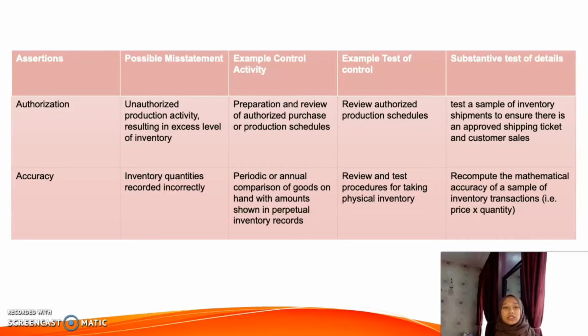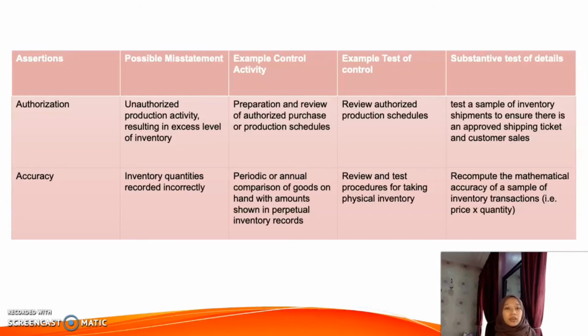The third session is authorization. The possible misstatement is unauthorized production activity resulting in excess level of inventory. Example of control activity is preparation and review of authorized purchase or production schedules. And the example test of control is review authorized production schedules. And the substantive test of details is test a sample of inventory shipment to ensure there is an approved shipping tickets and customer sales. The fourth assertion is accuracy.